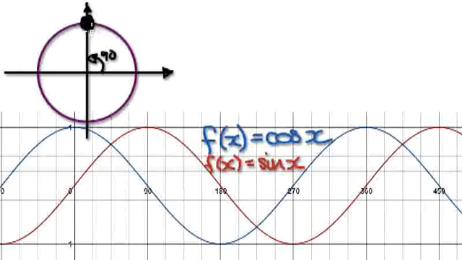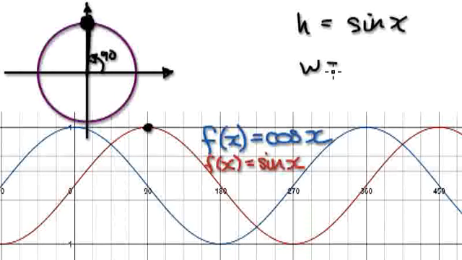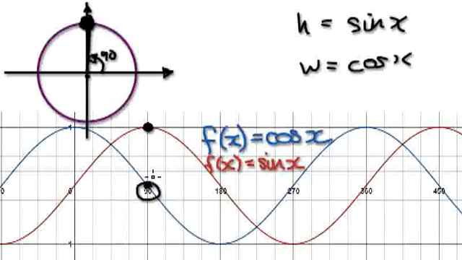Let's have a look at when the angle is 90. The point is right here. When the angle is 90, the height will be 1. Remember, our height represents sine of x, and the width represents cos of x. When it's at 90 degrees, the height is 1, but the width is 0. That's why our cos is 0.